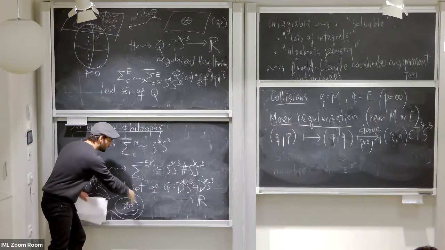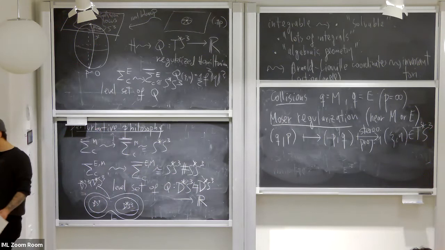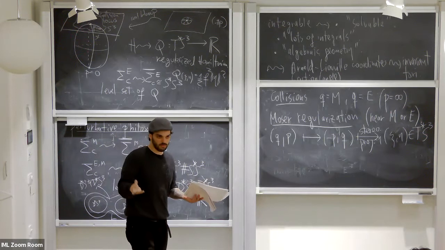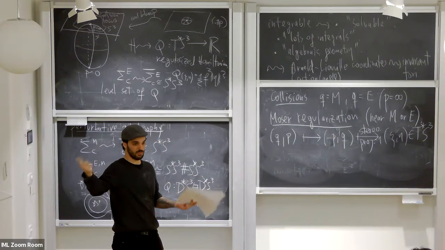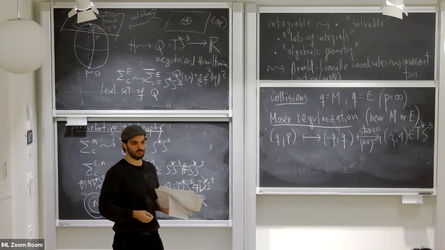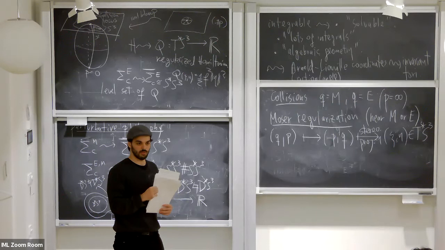So if this doesn't make any sense to you, what you should just think is that I have collisions, that's bad, okay. But I have a process by which I can compactify those collisions by adding a point at infinity, and now I have a compact level set. And having compact level sets is good for many reasons, we'll see at some point.